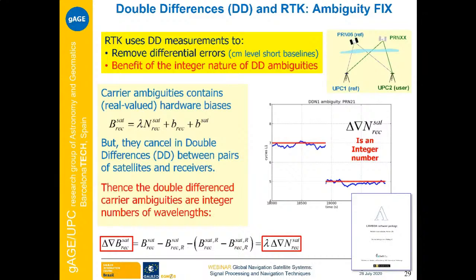With a reference receiver, we take differences between the receivers for a given satellite, and taking a reference satellite, we do the same. In this way, we remove the real valued part, and in these double differences, we have the ambiguity term as an integer number of wavelengths. Then we can take benefit of this information in order to fix the ambiguities. And this is the key idea of RTK.